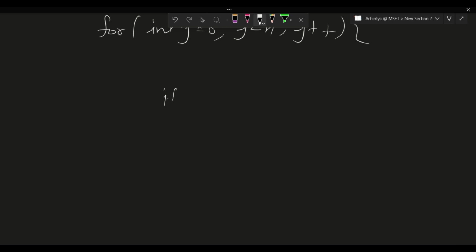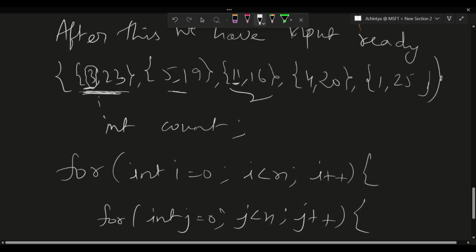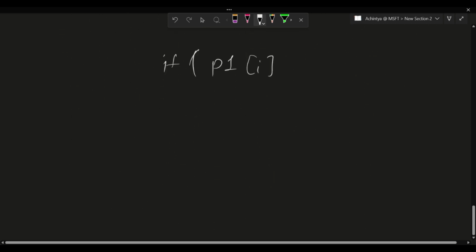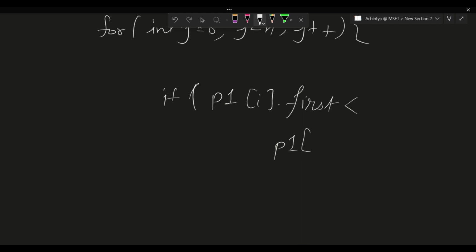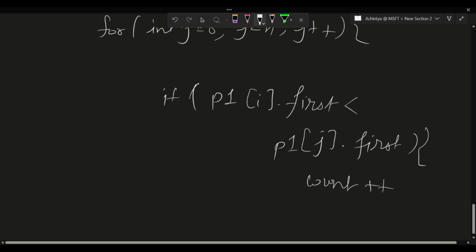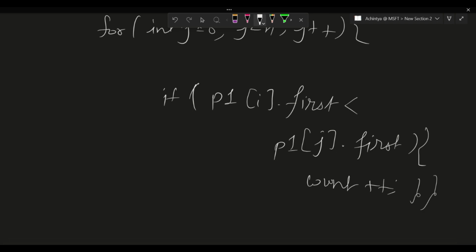Okay, and after this, just a simple condition. See the condition very carefully: p1 of i. If I write p1 of i, I am accessing this pair currently, and I need to access the first element of this. So dot first, if this is less than the other elements that j is going to access, so dot first, I have to just increase the count. Simple. Count is becoming count plus plus. And after this count plus plus, I need to close the j loop also, because the work of j loop is over now.